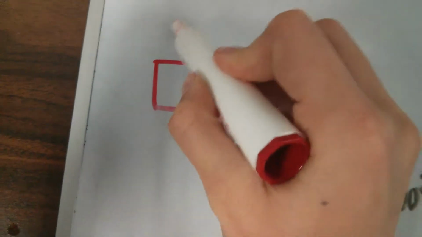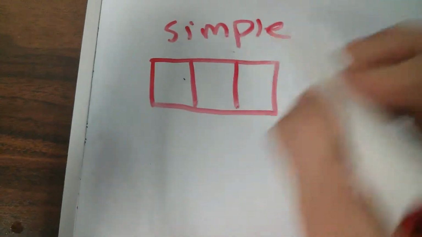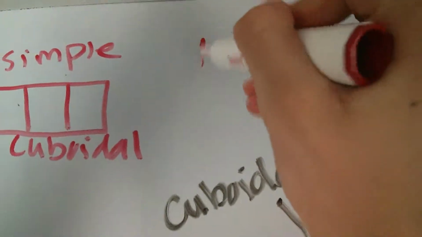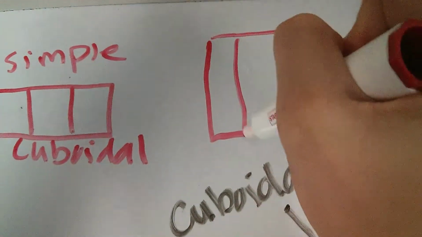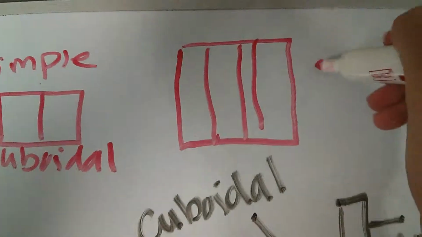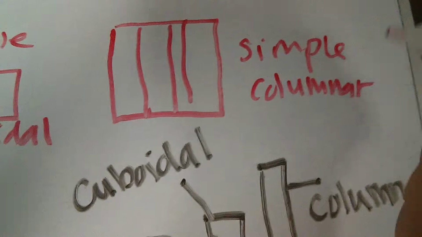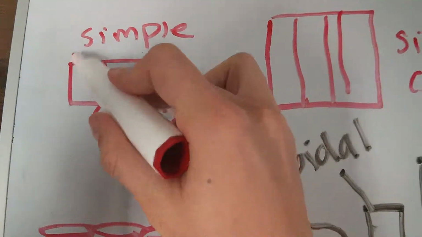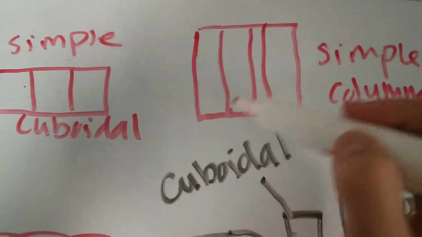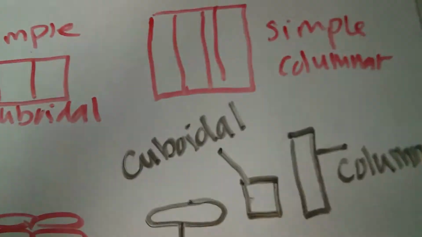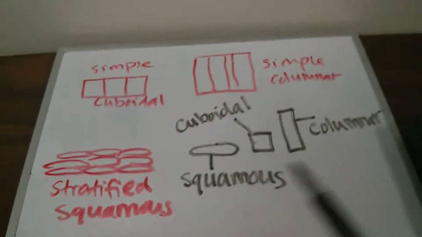So this would be an example of simple, because it's one layer, cuboidal. And keep going, this would be simple columnar. Now if I were to add a second layer to this, adding another layer, it would be stratified cuboidal. If I were to add a second layer to these, this would be stratified columnar epithelium. Now there are a couple exceptions to this rule here.